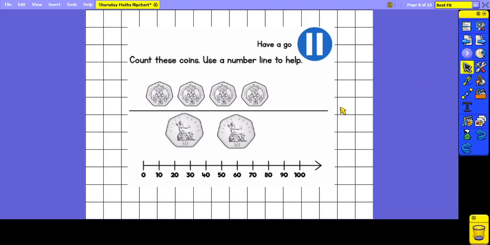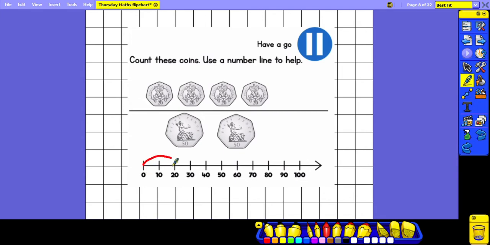Okay, now we've got some different coins. We've got some 20 pences and some 50 pences. So you're counting the value of the coins that you have got. And if you're counting in 20s, on the number line, you need to be counting 2 steps each time. So you're counting in 20s. And for the 50s, you're doing 2 big jumps. Okay, so pause the video now and have a go.